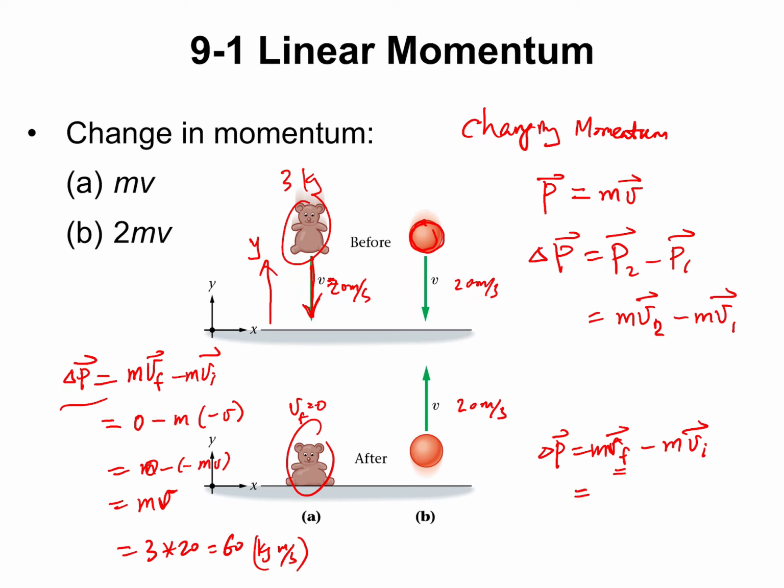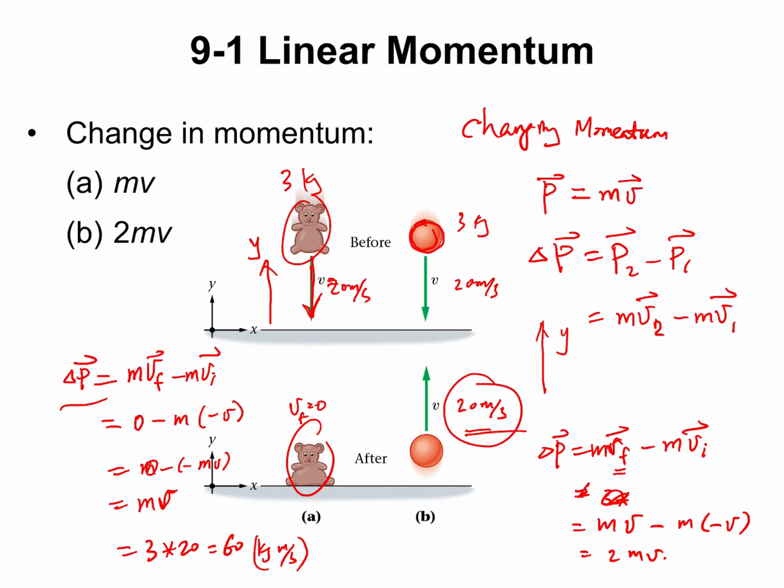Change in momentum equals final minus initial. Assume it's the same thing, 3 kg. Let's see, one more step: what is the final velocity? Same thing here, this is your y-axis, so the final velocity is a positive value, so that is mv. The initial velocity is v down, so negative v. So if you combine them together, 2mv.